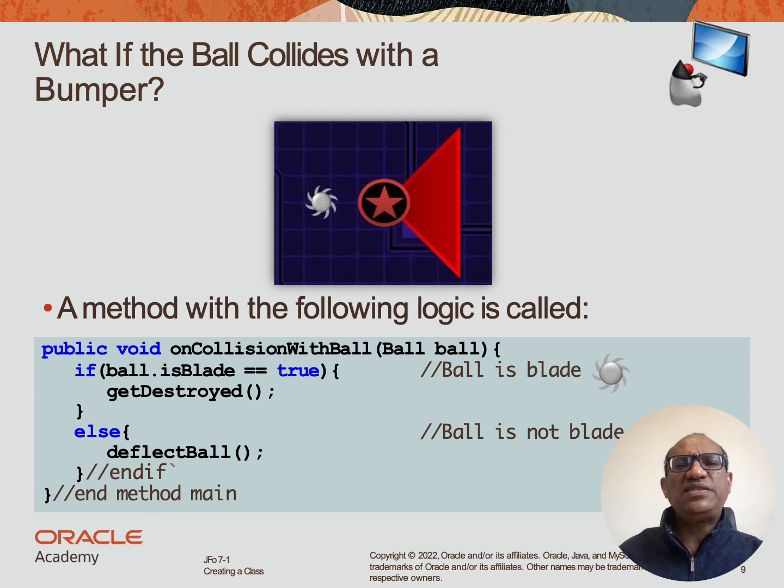The red bumper has this method for handling collisions. When this method is called, it checks to see if the ball is a blade. isBlade is a Boolean property belonging to the ball class. If the ball is a blade, the bumper is destroyed. Otherwise, the ball is deflected. Getting destroyed and deflecting the ball are behaviors of the bumper. This is made possible with the getDestroyed and deflectBall methods.